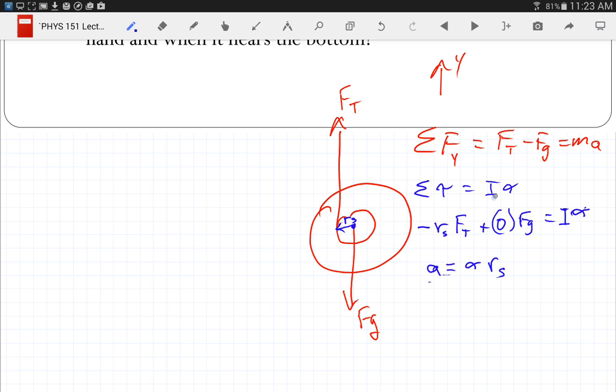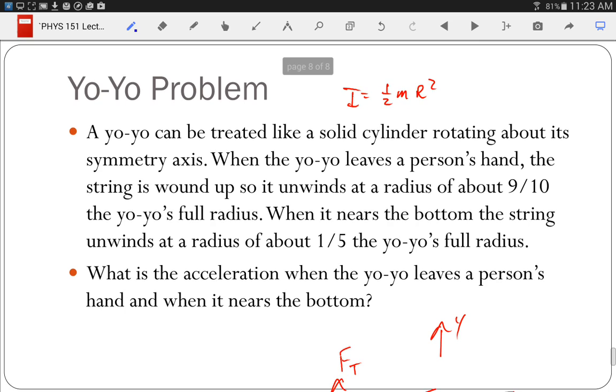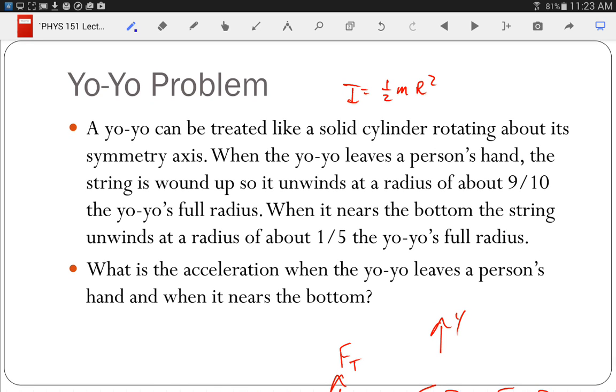3 equations, 3 unknowns. That's this equation, and this equation. I would solve the top one for force of tension, the bottom one for alpha, put those 2 in, and find the acceleration in the center one. So that's an example of using forces and torques. Newton's second law is what we would have done before to solve a problem.